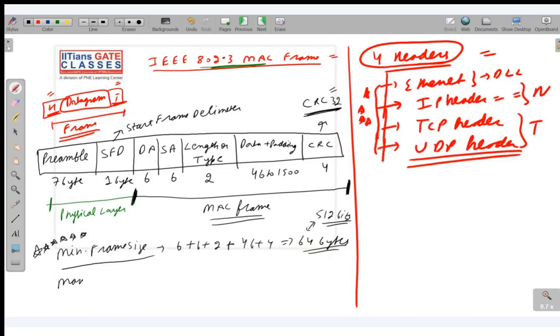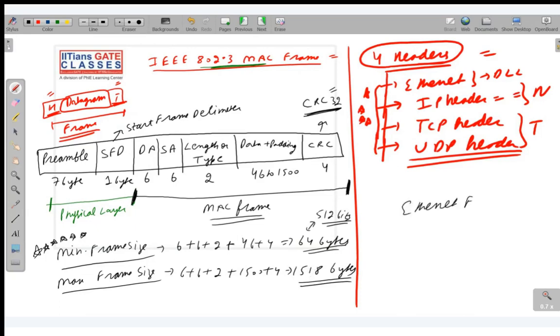Okay, and next is maximum frame size. 6 plus 6 plus 2 plus 1500 plus 4. It comes out to be 1518 bytes. So minimum frame size is 64, maximum is 1518. Very very important point. So clearly you have got it: the Ethernet frame is not a fixed size frame, it is a variable size frame. First point, it is of variable size, 64 to 1518 bytes.